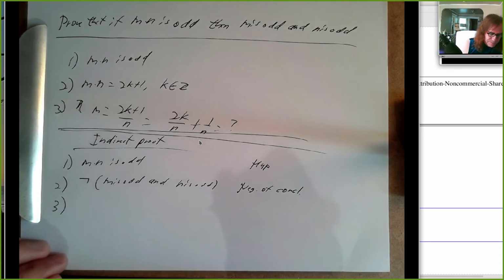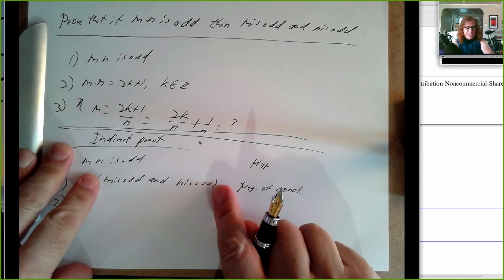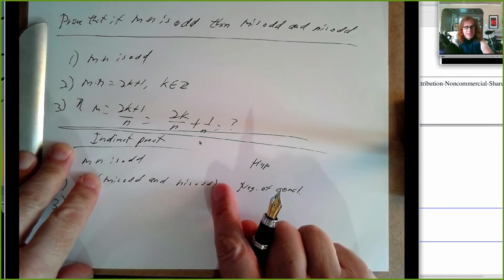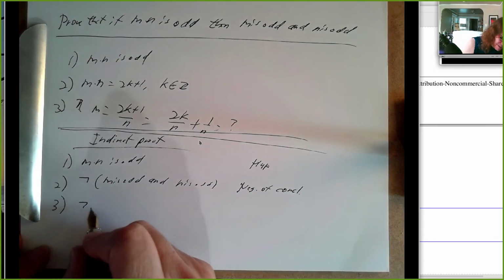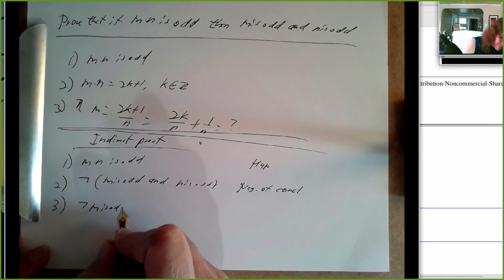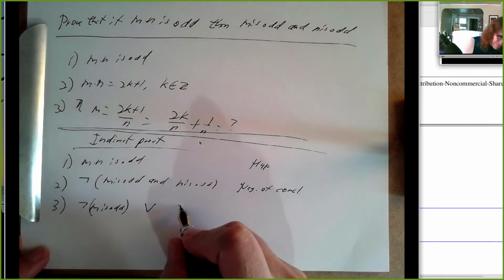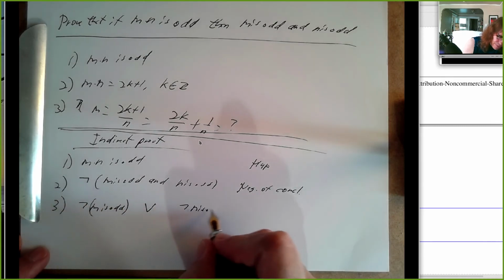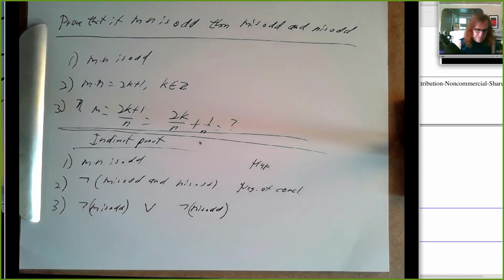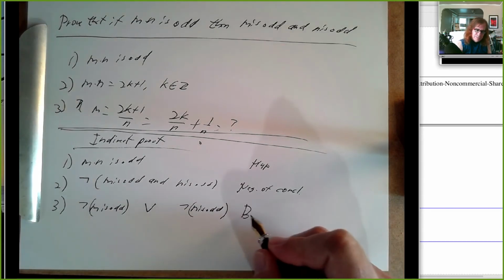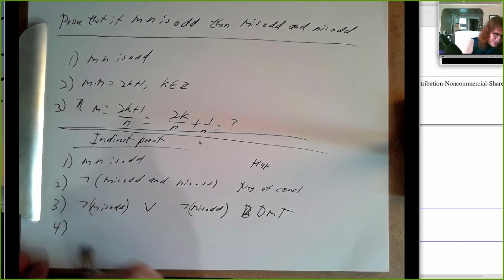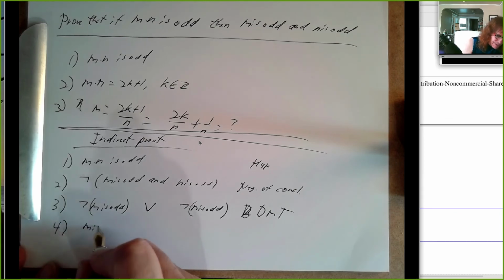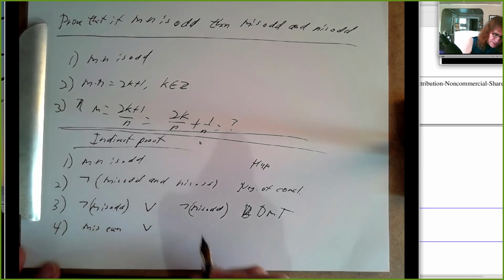Use De Morgan. We want to make a statement which is the negation of m is odd and n is odd. De Morgan tells us that the negation of this is the same thing as the negation of this, or the negation of this. That's De Morgan's theorem. Well, the negation of m is odd is m is even. The negation of n is odd is n is even.